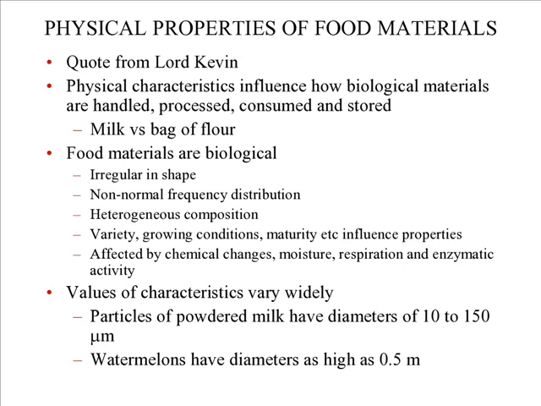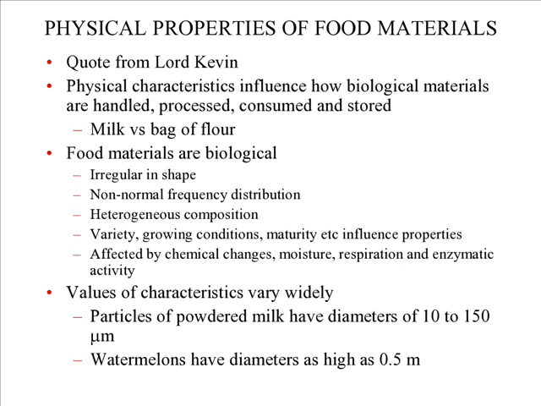Food materials are biological. By and large, they are irregular in shape. They have a non-normal frequency distribution in terms of their likeliness to each other. They have a heterogeneous composition, that is to say, most biological materials are not all the same thing all the way through it. For example, an orange has rind, juice, pulp, and also seeds. It's not all one thing.